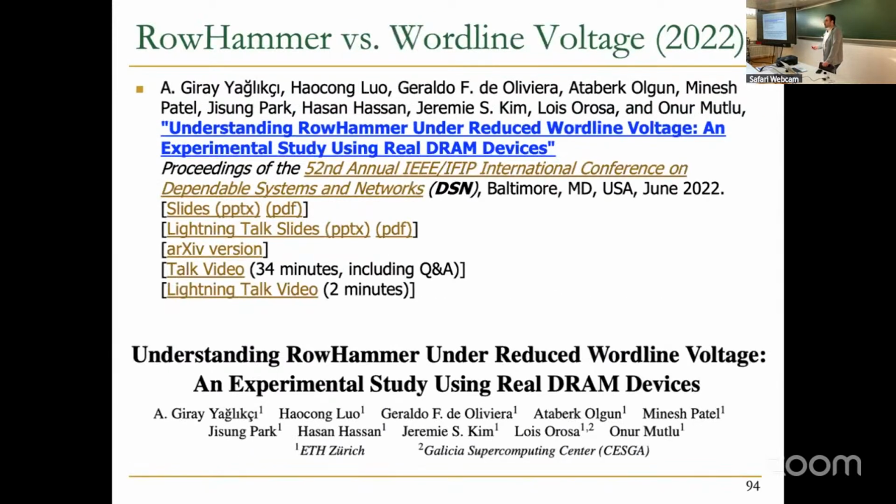This paper looks at the voltage scaling. If you scale down the voltage of the DRAM chip, you can actually reduce RowHammer vulnerability a little bit. So we quantified how much.